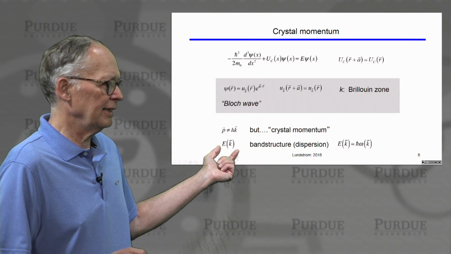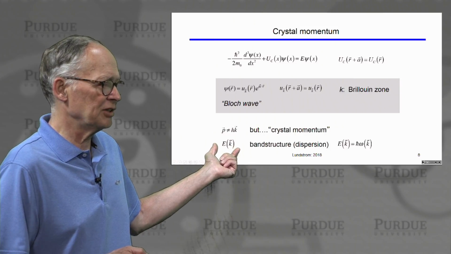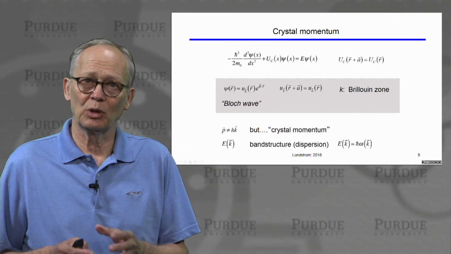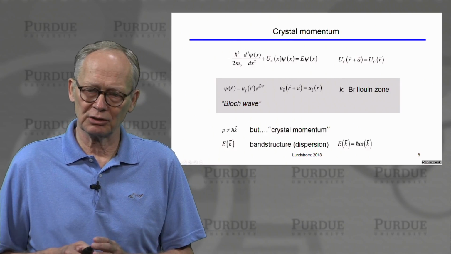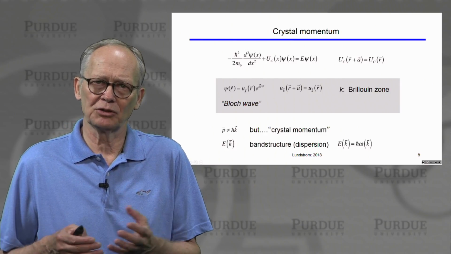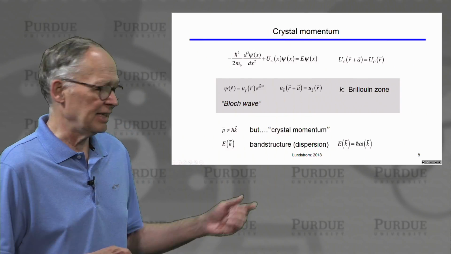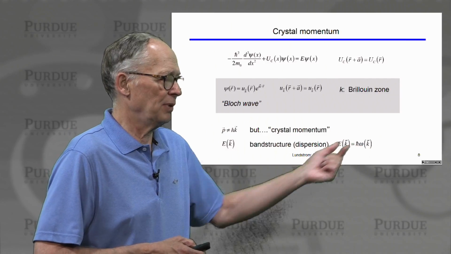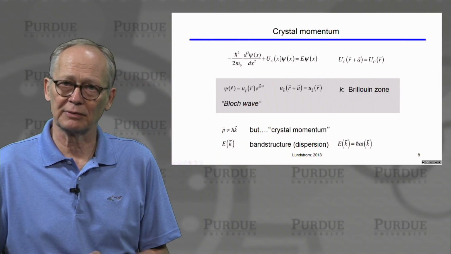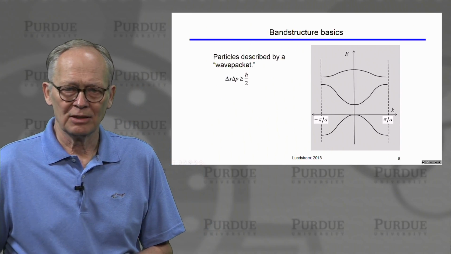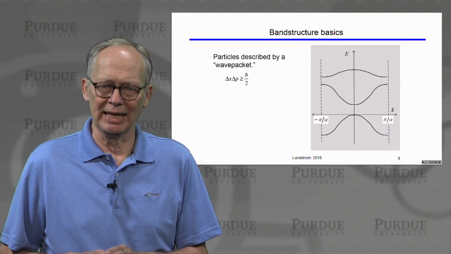So the key quantity then that we get from this calculation is the relation between energy and wave vector k. This is what we refer to as the band structure of the semiconductor, sometimes also called the dispersion. Any wave has a dispersion. The energy is equal to h bar times omega, so there is a frequency associated with the time dependence as well. All right, so these are some basics of band structure.